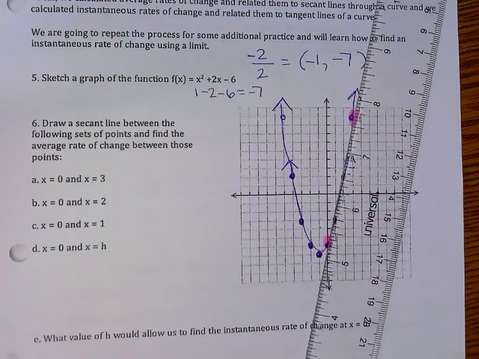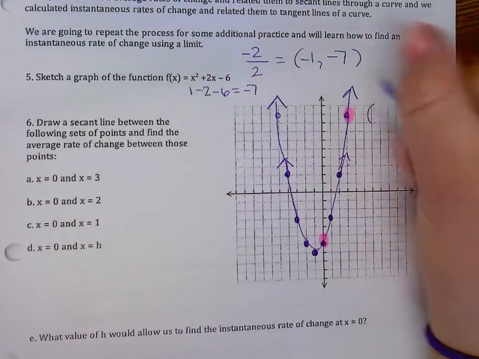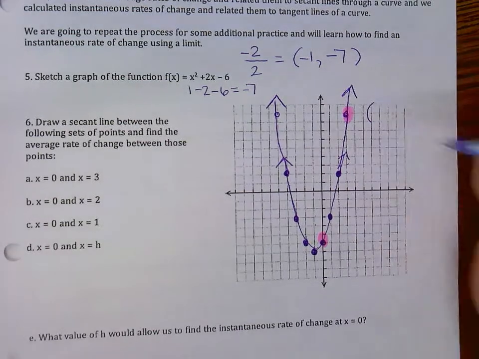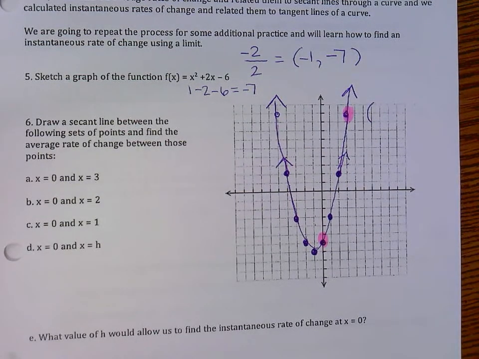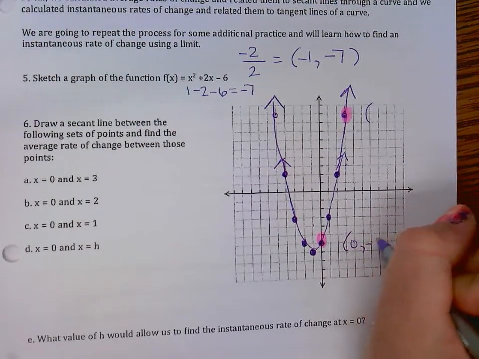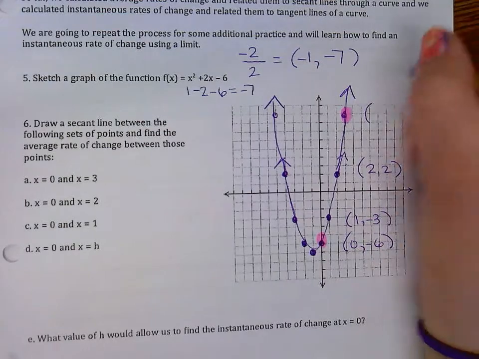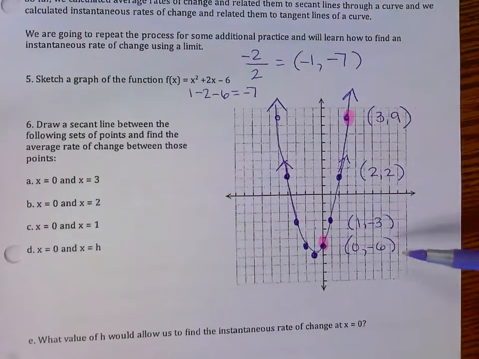And if you don't want to draw in all the secant lines, you don't have to, but you are going to find the rate of change between each of those pairs of points. You don't have to do 0 and h, so you can wait on that for a minute. And I wrote the coordinates up there if that helps you find your rate of change.